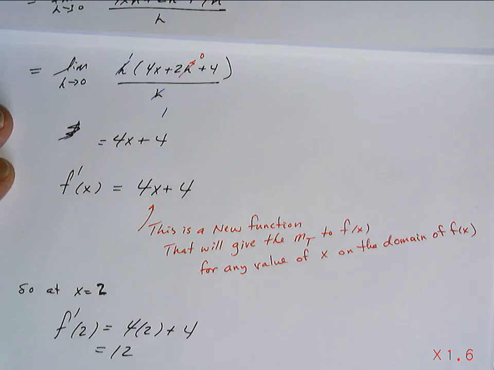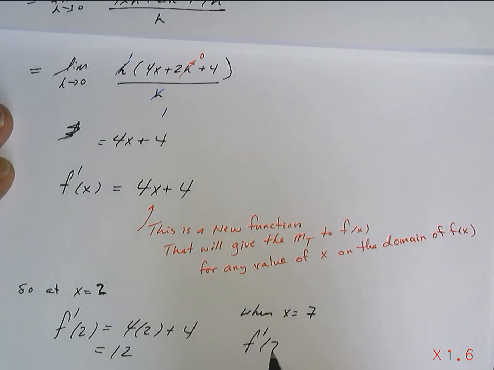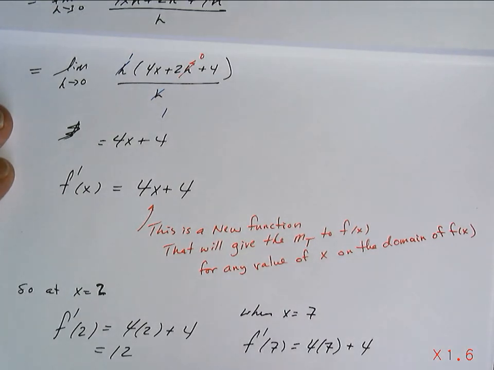And so then if I told you that I wanted to know when x equaled 7 instead, you would do f prime of 7 equals 4 times 7 plus 4. Oh my gosh, I picked a number I can't do. What's that, 28, 32? Okay. And that's how that works.